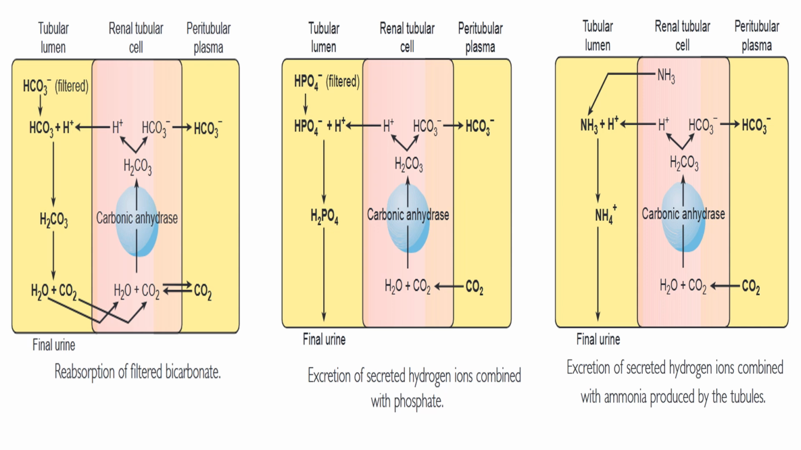In this slide, we see three diagrams. The first shows how filtered bicarbonate is reabsorbed. The second shows how hydrogen ion is secreted combined with phosphate. And the third shows secretion of hydrogen ion combined with ammonia produced by the tubules.